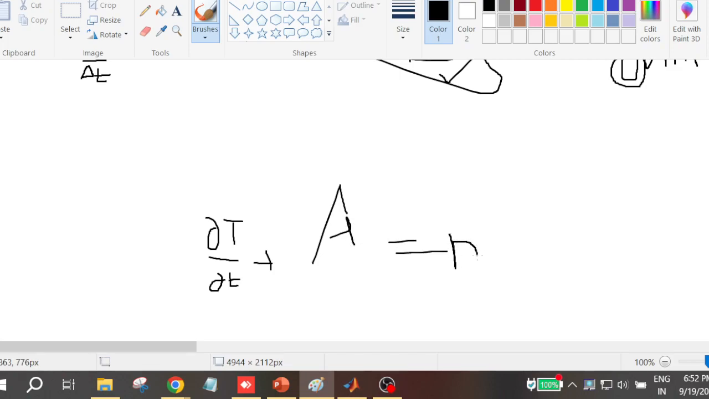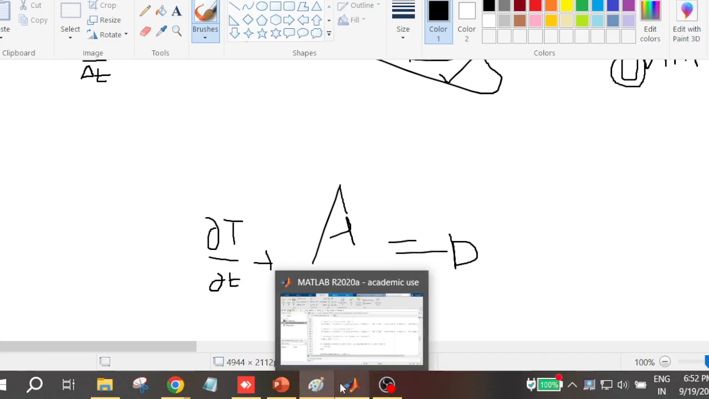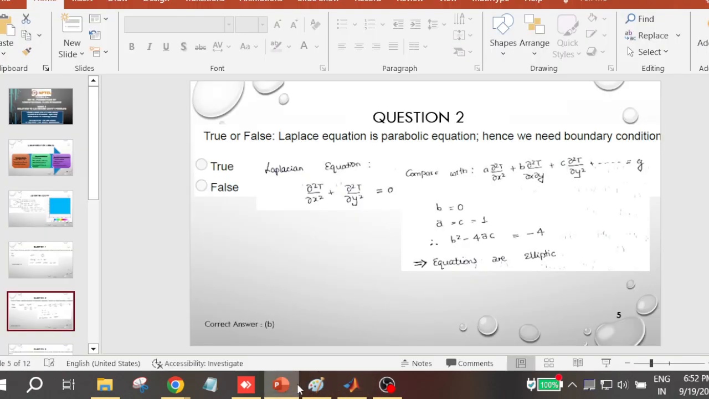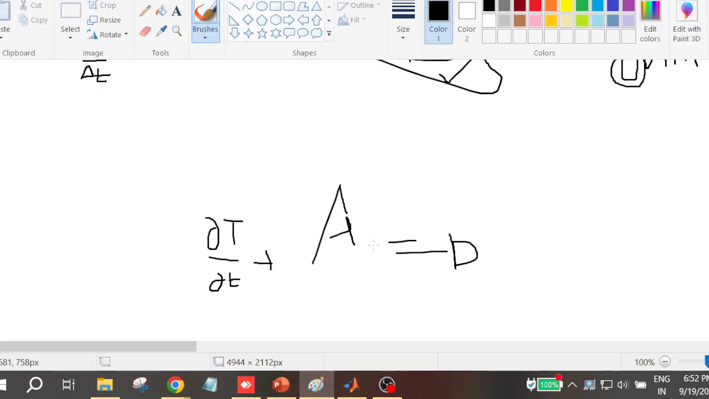Both are okay. But in the slides, actually, it is mentioned on the left hand side. So I had this query. No, no, dou T by dou t, okay, it is on the left hand side. Then the diffusion term, the Laplacian term, will be on the right hand side. What I'm telling is both will be on the opposite side.